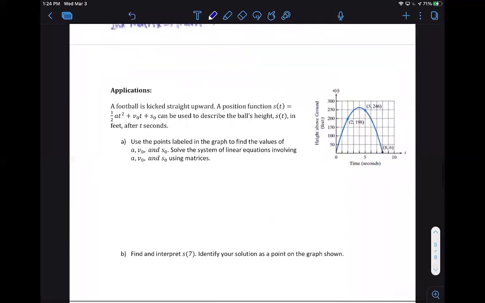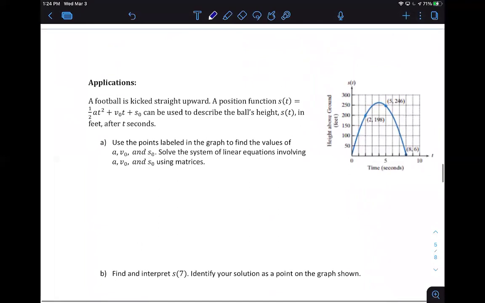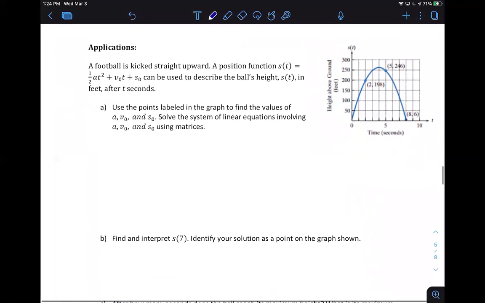All right, so applications. A football is kicked straight upward. A position function s of t equals 1/2 a t squared plus initial velocity t plus initial distance s can be used to describe the ball's height s of t in feet after t seconds. Use the points labeled in the graph to find the values of a, v sub 0, and s sub 0, and then put it into a matrix.